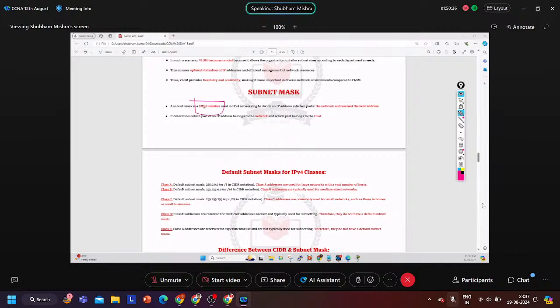And one more thing, subnet mask is also divided into two parts, called the network and host part. It determines which part of the IP address belongs to the network and which part belongs to the host.